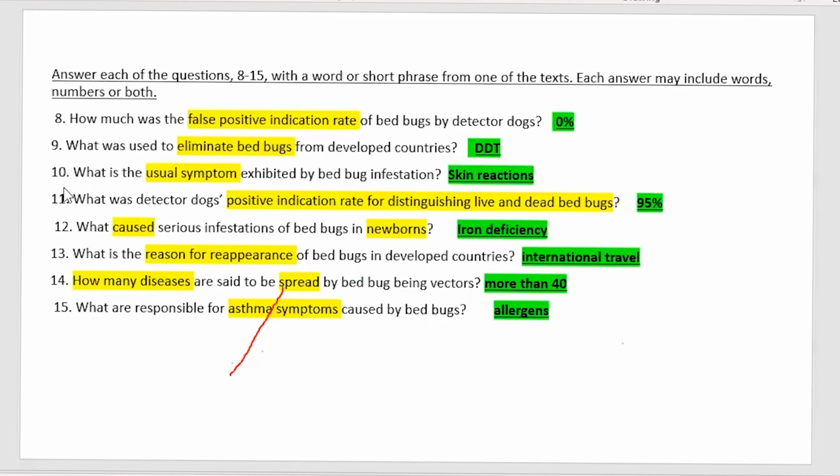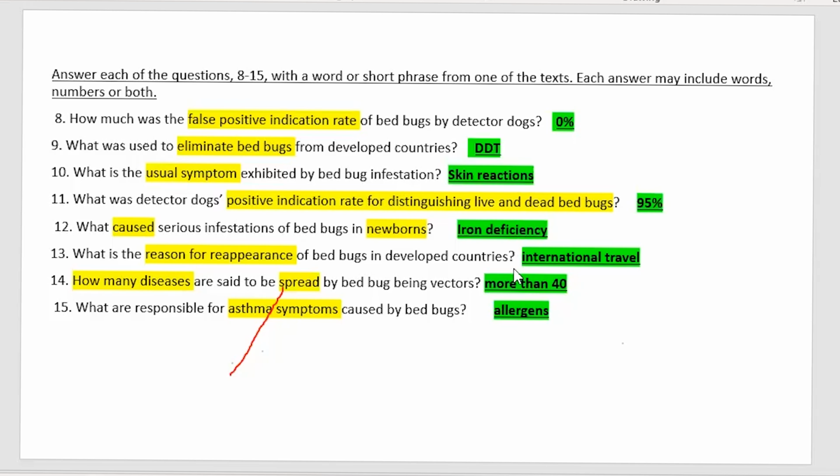Okay. Question number 10. What is the usual symptom exhibited by bedbug infestation? It is clearly asked what is the common symptom exhibited by bedbug infestation. What is the keyword taken in this question? The keyword is usual symptom. So you have to find this. You can find this in the form of synonyms or synonymous language, or sometimes it can be paraphrased too. So let us see where you can find this answer.